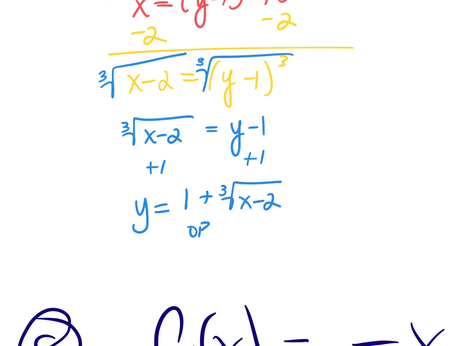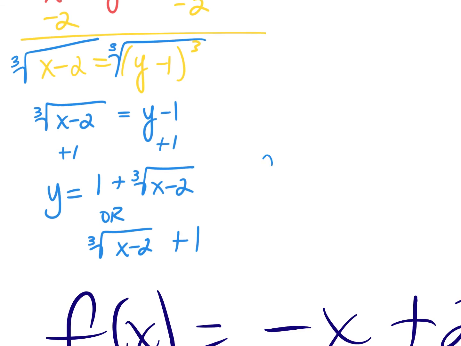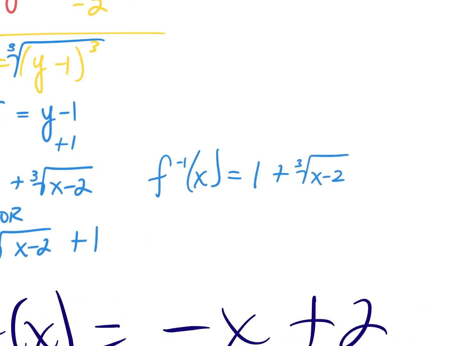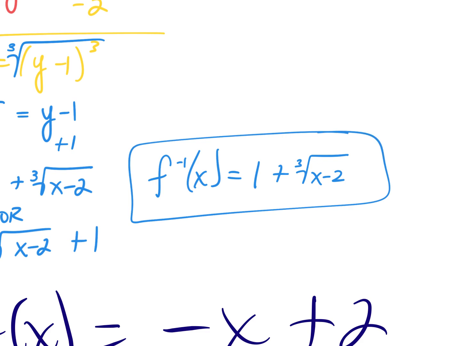Could I write it as the cube root of x minus 2 plus 1? Yes, but what do you have to make sure that I know about that plus 1? That it's outside, it's not in there. So if I were you, I would write it like this: 1 plus the cube root of x minus 2. And go back and compare.